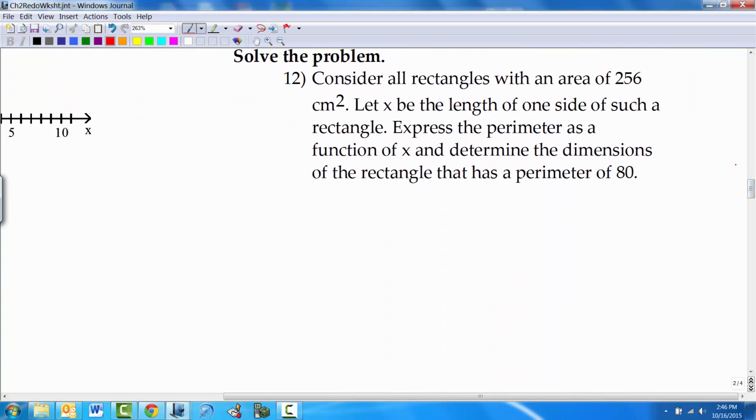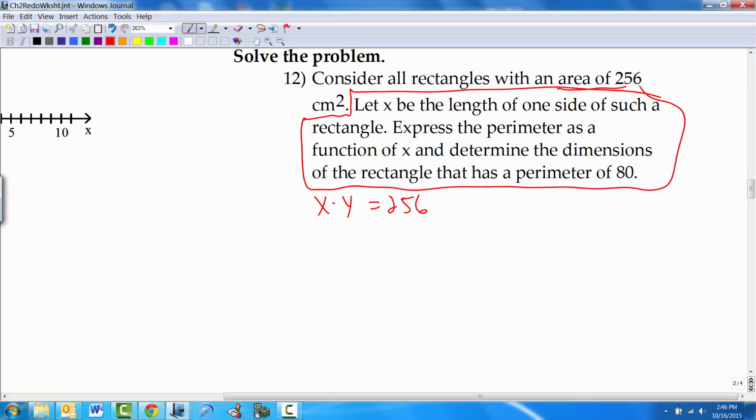All right, and then the last one is almost exactly like the test question situation. Consider all rectangles with an area of 256. Stop. X times y equals 256. That's the area of a rectangle. I don't have to have a rectangle tomorrow or Monday. The idea is you use this information in order to read the next part and say to yourself, how do I get an equation that's in one variable?